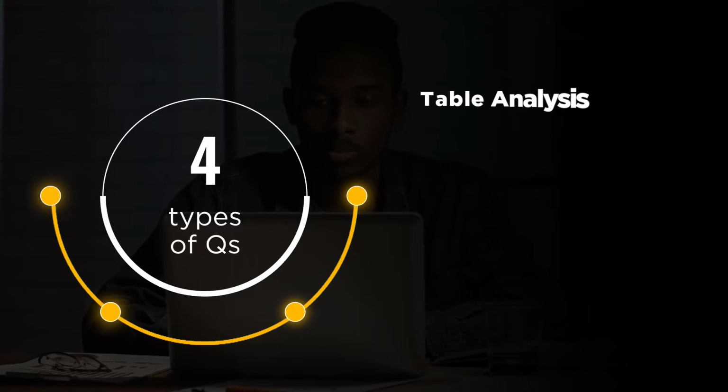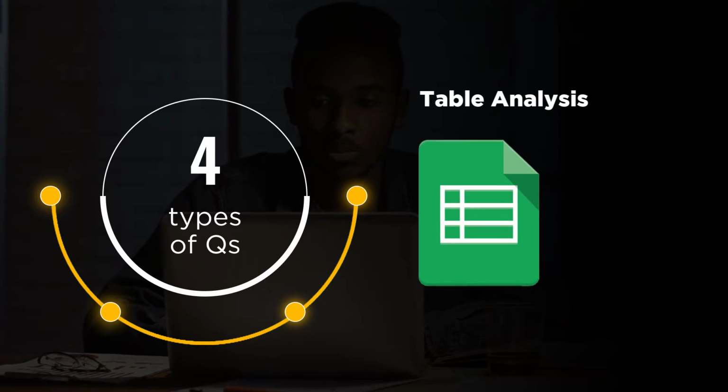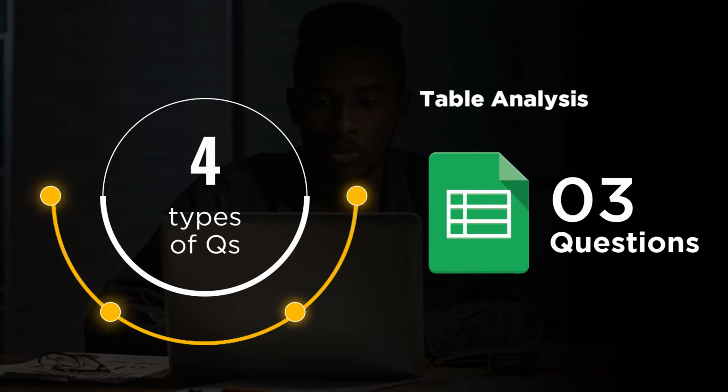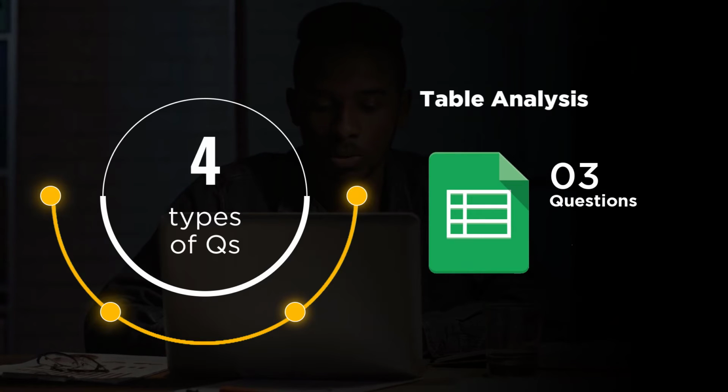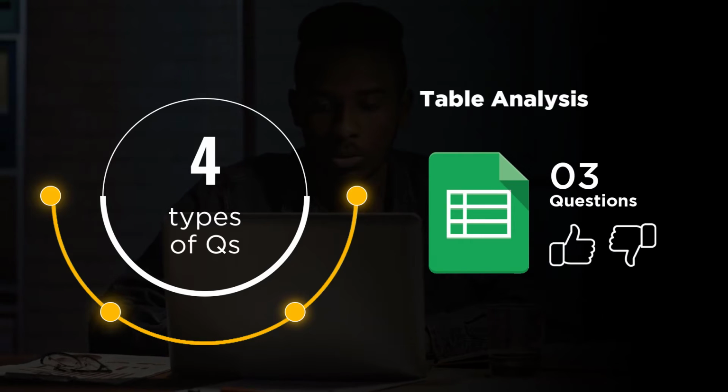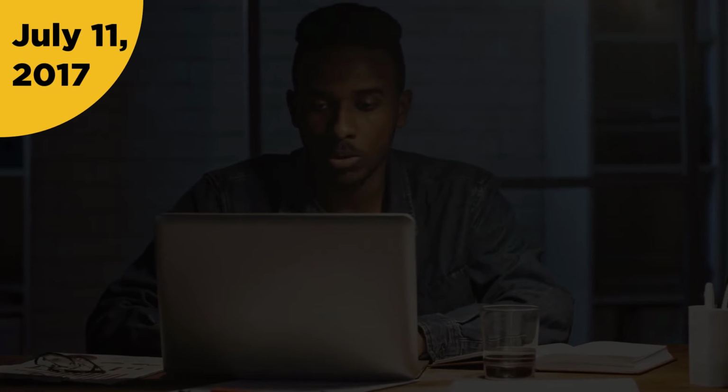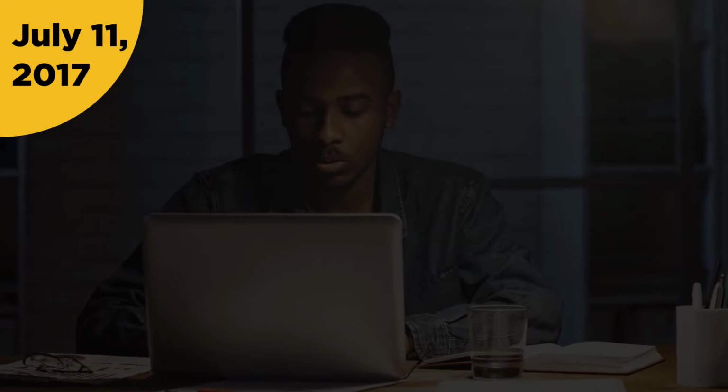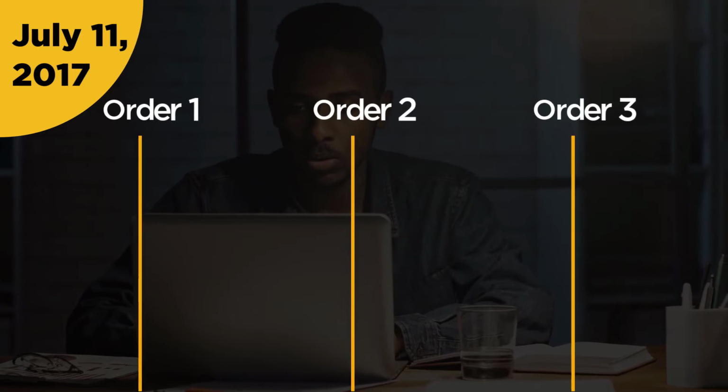Table analysis. You are presented with a sort of table with 3 questions. You must be able to differentiate between useful and non-useful data. Since July 11, 2017, GMAT test takers have the option to select the order of the test in 3 possibilities.